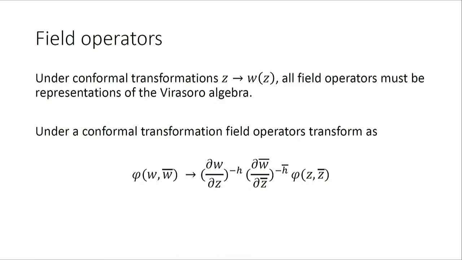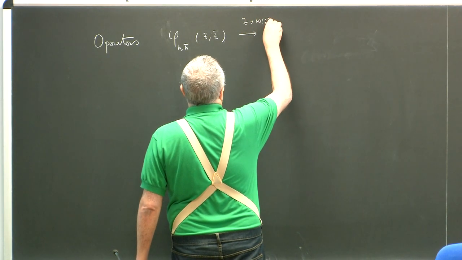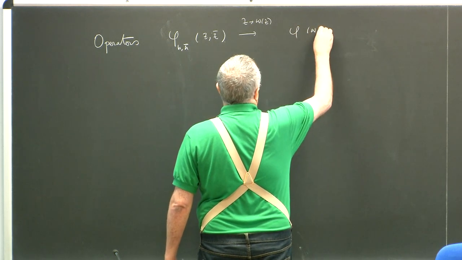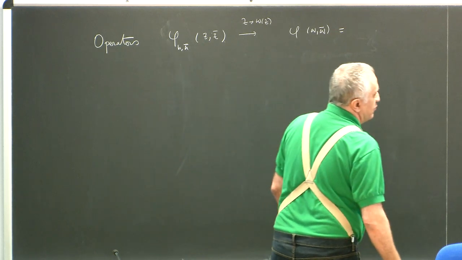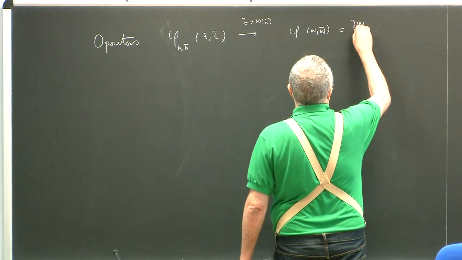So I need a number of operators, which I call phi of h, h bar. They are functions of z and z bar. They are defined over the complex plane. And on z going to w of z, this will go to phi of w, w bar, which is related to phi of z, z bar through these derivatives.